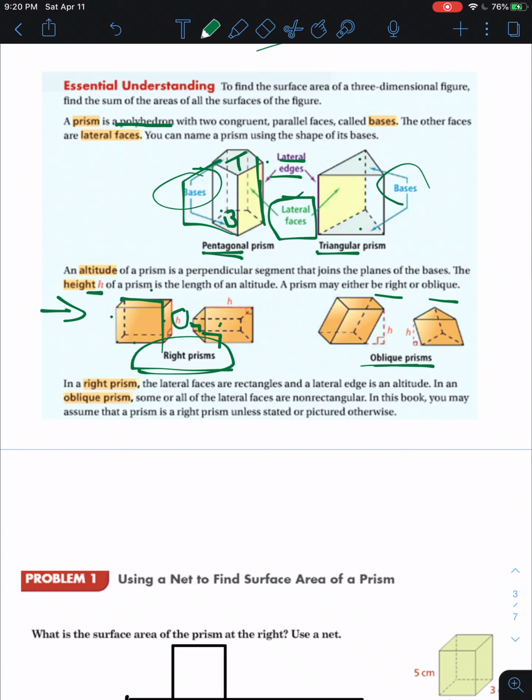Now the height here, we have to take from this vertex to the line of the base of the bottom. Well, that's this altitude out here. And that's why we can say that altitudes and heights are the same.